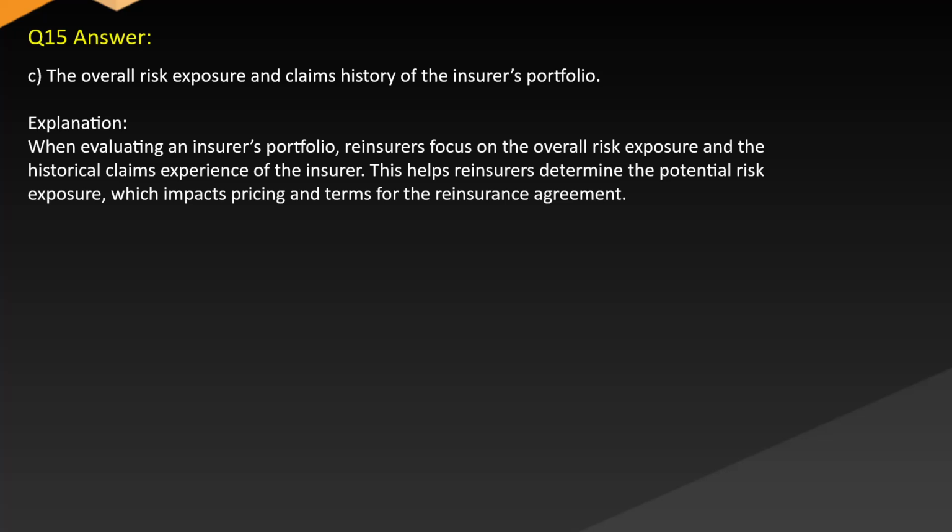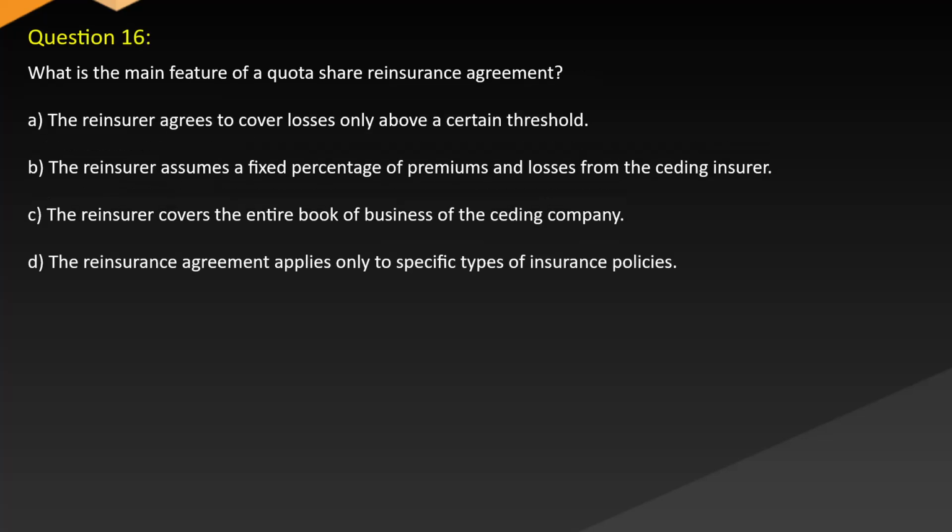Explanation. When evaluating an insurer's portfolio, reinsurers focus on the overall risk exposure and the historical claims experience of the insurer. This helps reinsurers determine the potential risk exposure, which impacts pricing and terms for the reinsurance agreement. Question 16. What is the main feature of a quota share reinsurance agreement? A. The reinsurer agrees to cover losses only above a certain threshold.